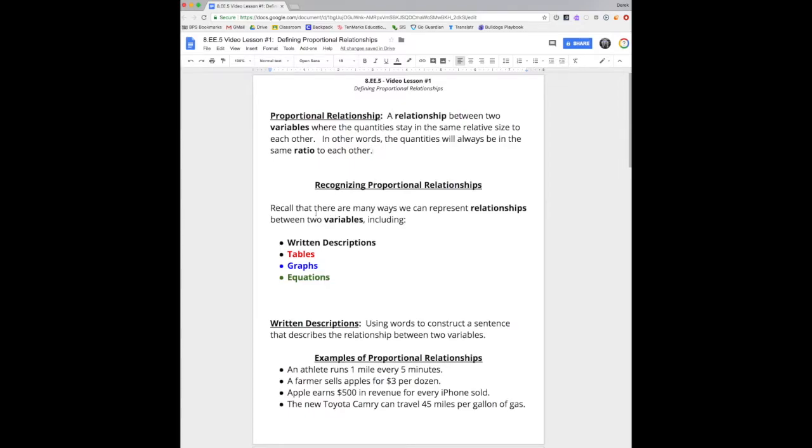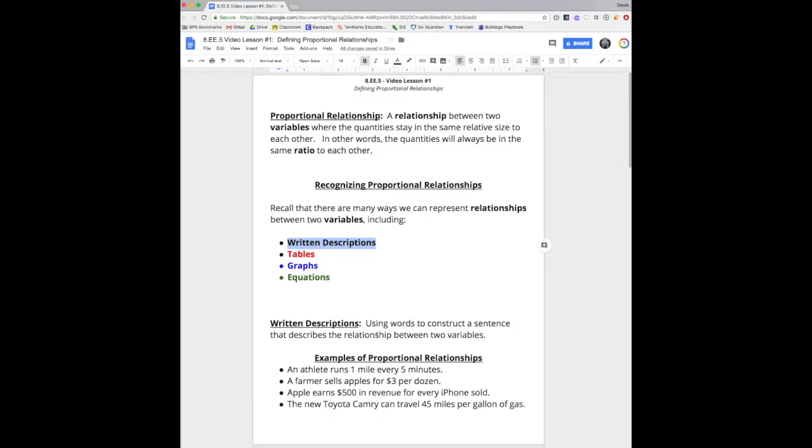Now, recall there are several different ways that we can try to represent relationships between two variables. We've looked at tables, we've looked at graphs, we've talked briefly about equations. Today, this video will focus on the written description.